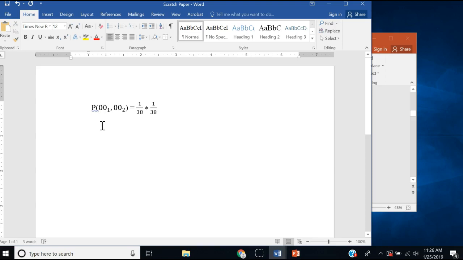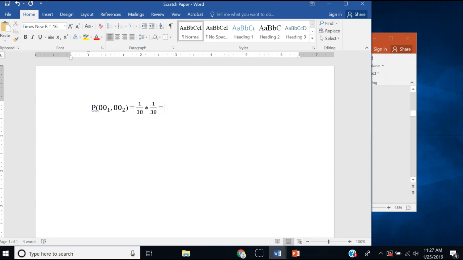Just as a side note, this is how I typically denote it. I denote it as double 0 on roll 1, I just put a little subscript of 1 there. And double 0 on roll 2, I just put a little subscript of 2 there. So that's how I denote it. You don't have to, but that's how I do it. Now, we've set this up.